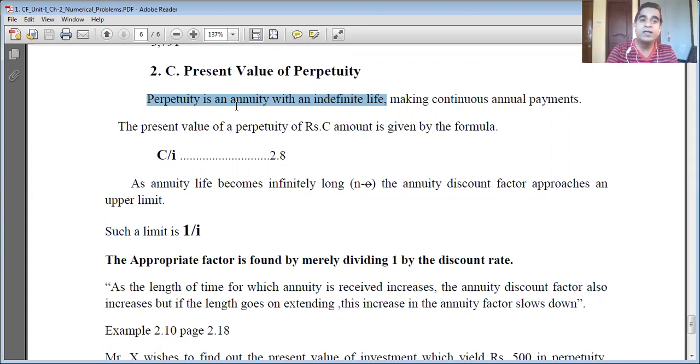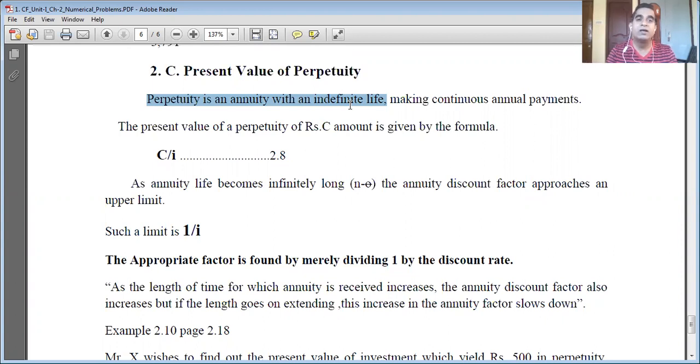But perpetuity is an annuity. Yes, we make equal annual or monthly payments, for example, or you can also receive the amount, not a problem. Cash flow can be cash inflows or cash outflows, both. So perpetuity is an annuity with an indefinite life. The best example is a pension.